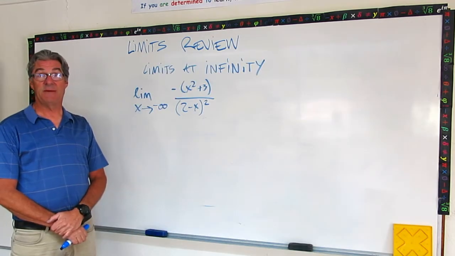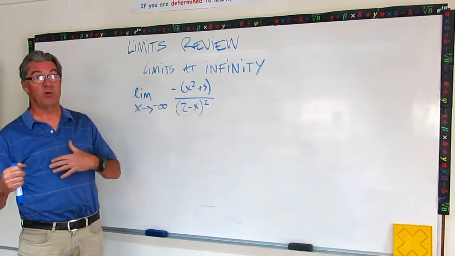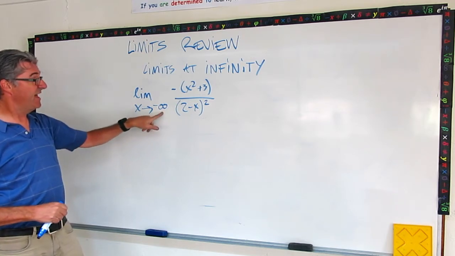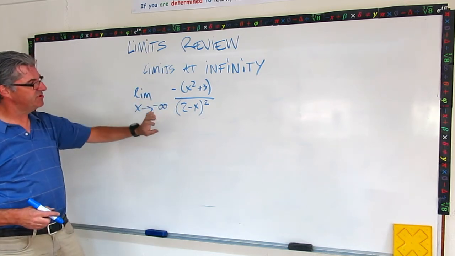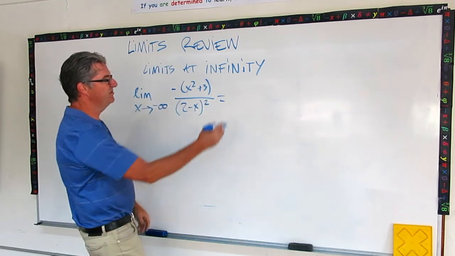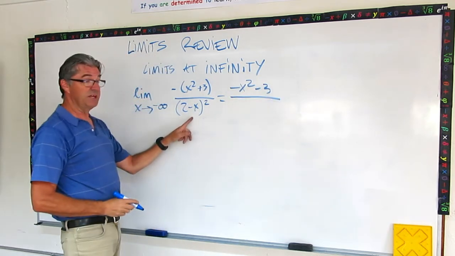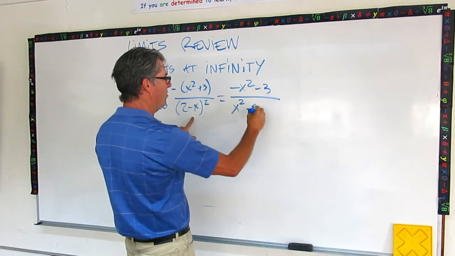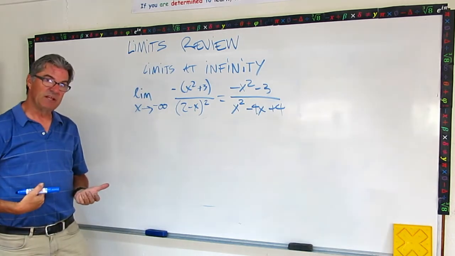We also looked at limits as x approaches infinity, okay? And that can happen from the positive or the negative side. So here's how that looks in the notation. The limit as x approaches negative infinity of this function. So before we get into it, let's rearrange this just a little bit to make it easier to work on. So I'm going to distribute the negative on both these terms. I get minus x squared minus 3 on the top. Now I'm going to go ahead and expand that. That's going to give me x squared minus 4x plus 4 on the bottom. Now I can start evaluating the limit.